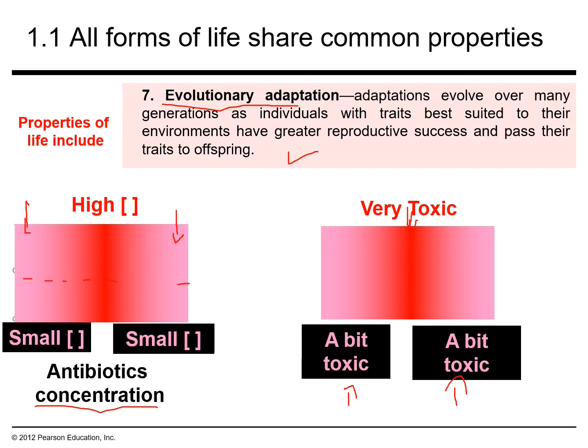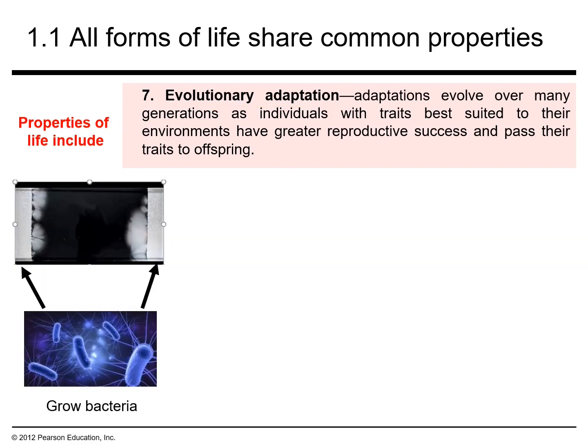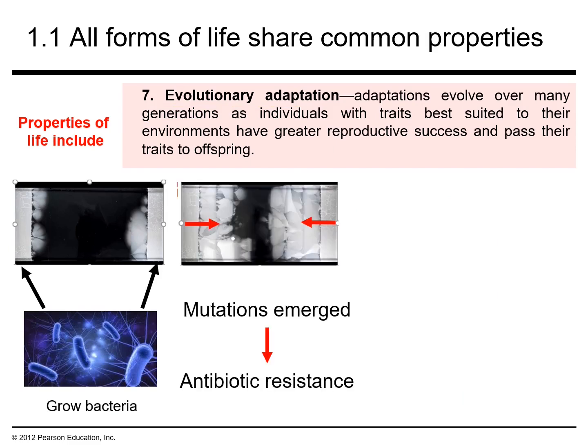So what this type of bacteria did was, over generations, they had mutations that allowed them to be better suited to the environment, and these allowed them to reproduce and pass those traits to other ones until they not only conquered the sections that were a bit toxic, but they went to the regions that were very toxic, in both directions. And this is a beautiful example of evolution.